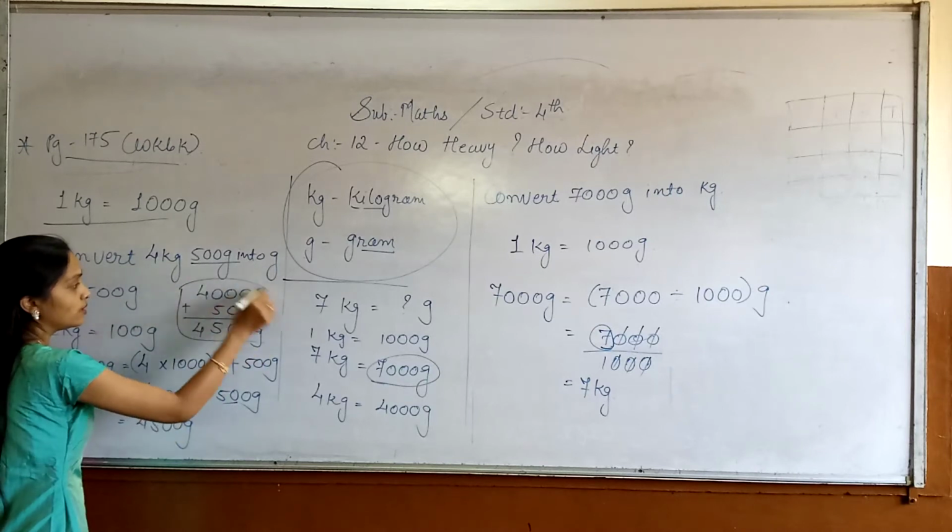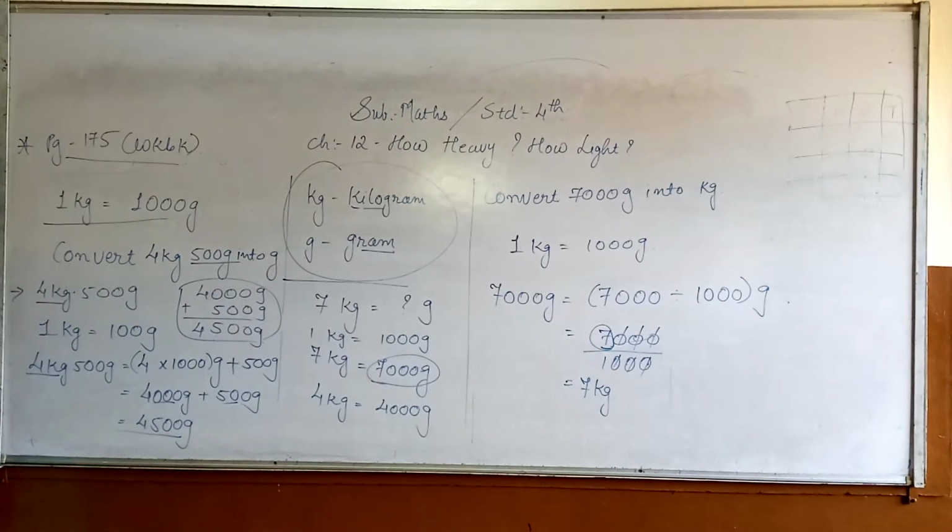4500 grams. Then we have written over here, see this answer, 4 kg 500 grams. This we have converted into grams. So here we have done, पहले क्या किया, 1000 के साथ 4 को मल्टीप्लाई किया, उसको ग्राम में कन्वर्ट किया, फिर 500 के साथ उसको ऐड किया. So we get 4500 grams.